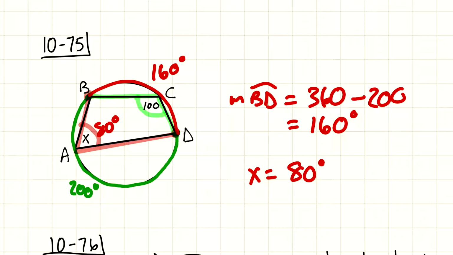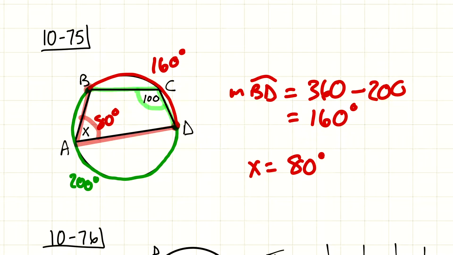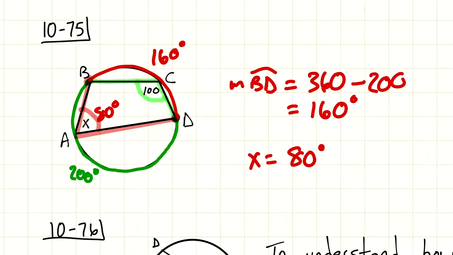All right, pretty simple. You'll notice it's just a lot of going back and forth, understanding inscribed angles. Calculations were not very intense. 360 minus 200, and then 160 divided by 2. Pretty straightforward. All right.